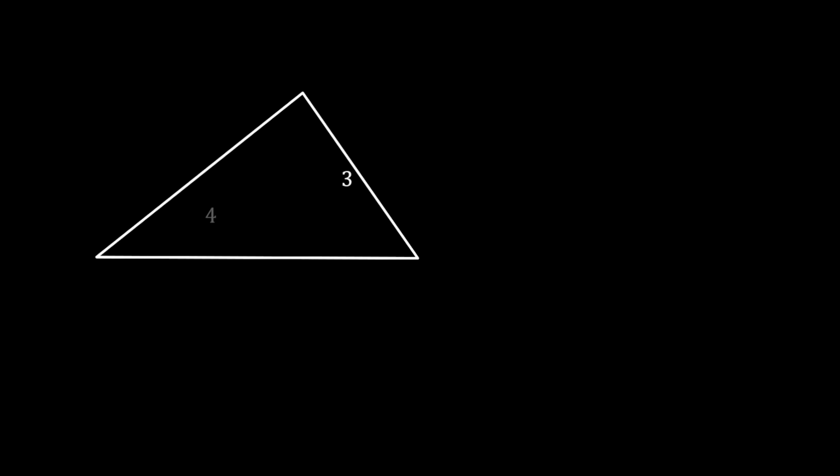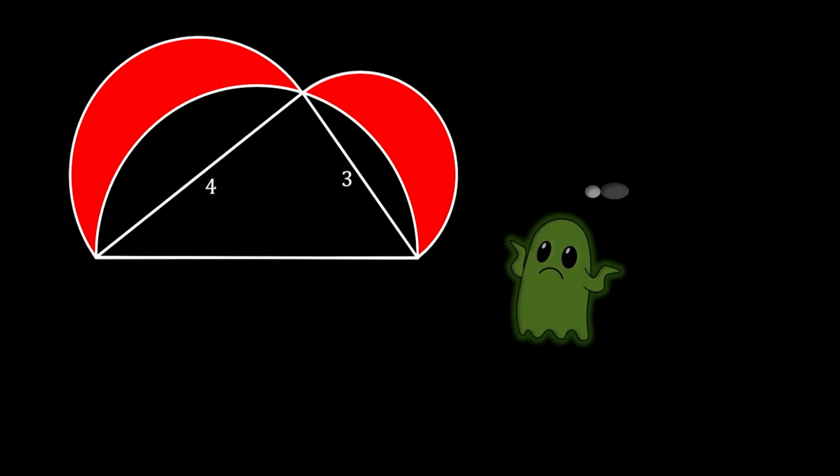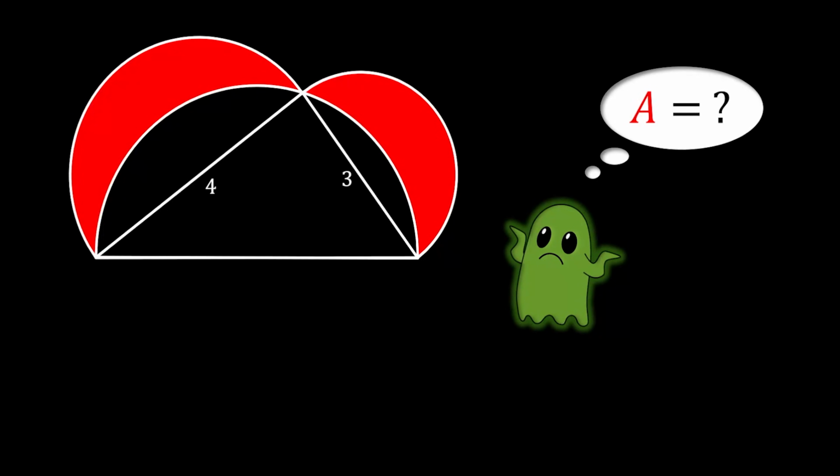We will start our problem with a triangle with the sides of 3 and 4. Then, using the bottom side of the triangle as the diameter, we will construct a semicircle which touches the apex of our triangle. Next, from the remaining two sides, we will erect two semicircles as you can see on the sketch. The question is, can you somehow calculate the red shaded area?